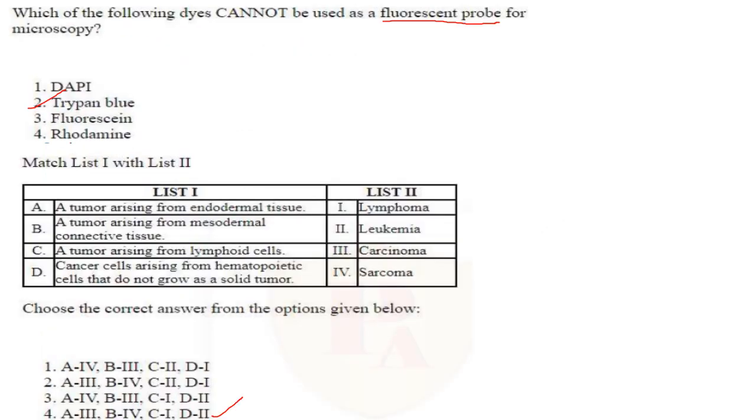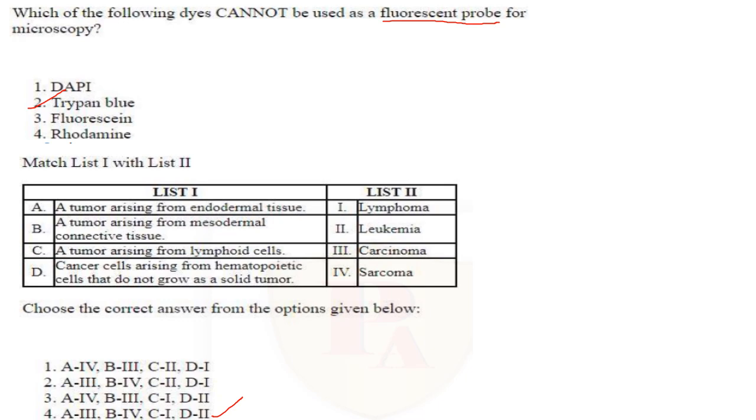Next one. Which of the following dyes cannot be used as a fluorescent probe for microscopy? So, trypan blue cannot be used. It is used for identifying whether you have a live cell or a dead cell. So, trypan blue cannot be used as a fluorescent probe. They have asked especially for a fluorescent probe. So, that is not correct.